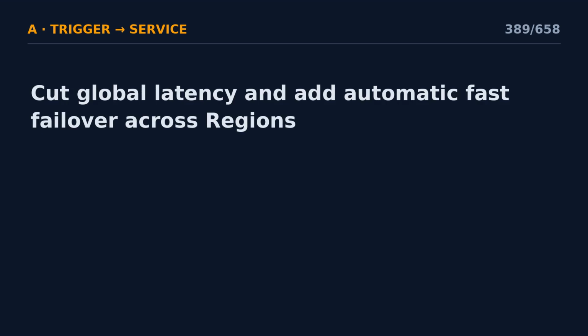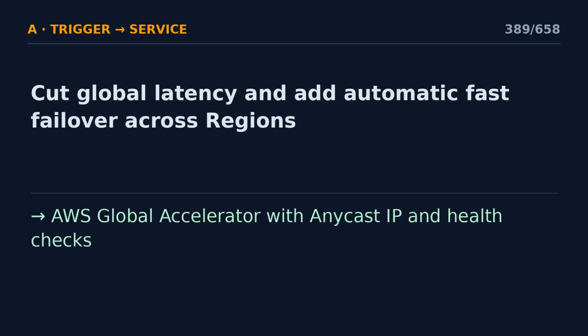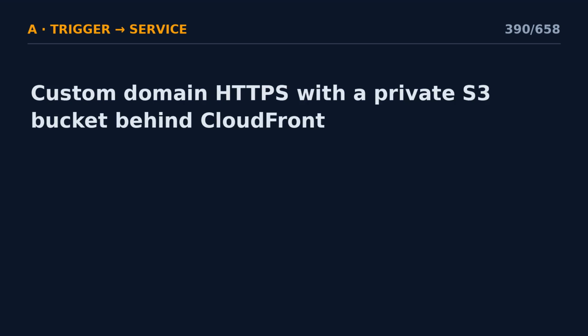Cut global latency and add automatic fast failover across regions. Answer: AWS Global Accelerator with Anycast IP and health checks. Custom domain HTTPS with a private S3 bucket behind CloudFront.